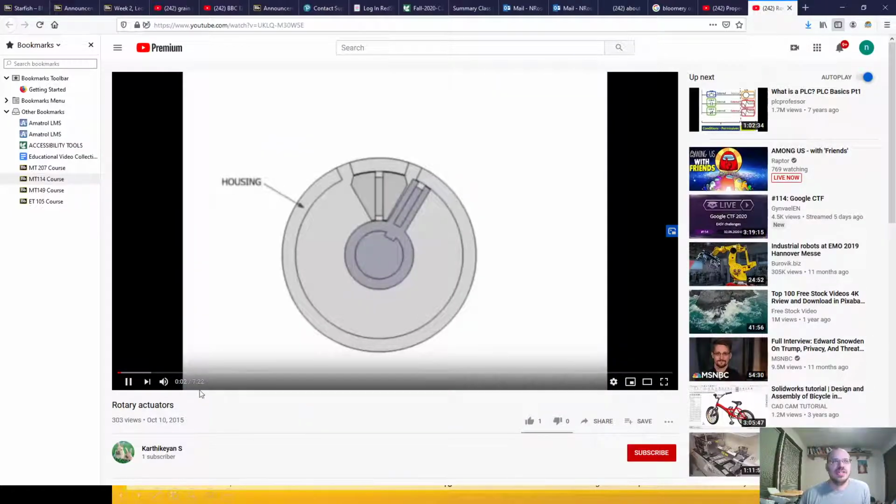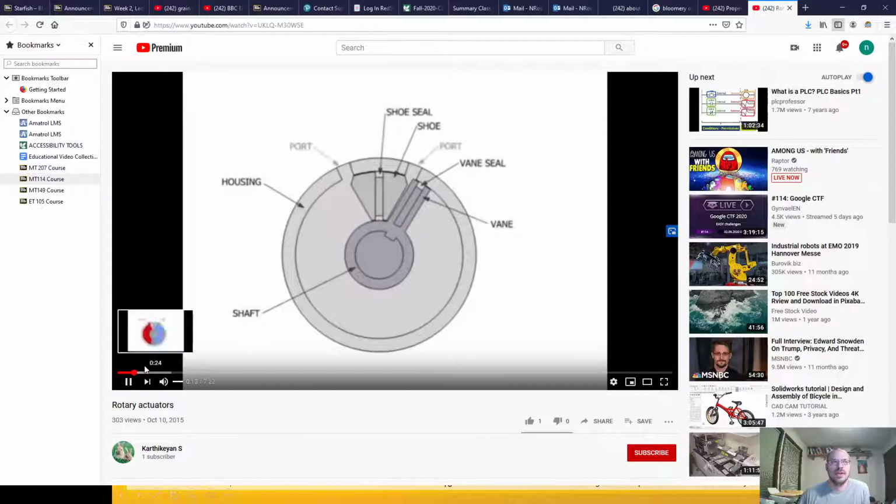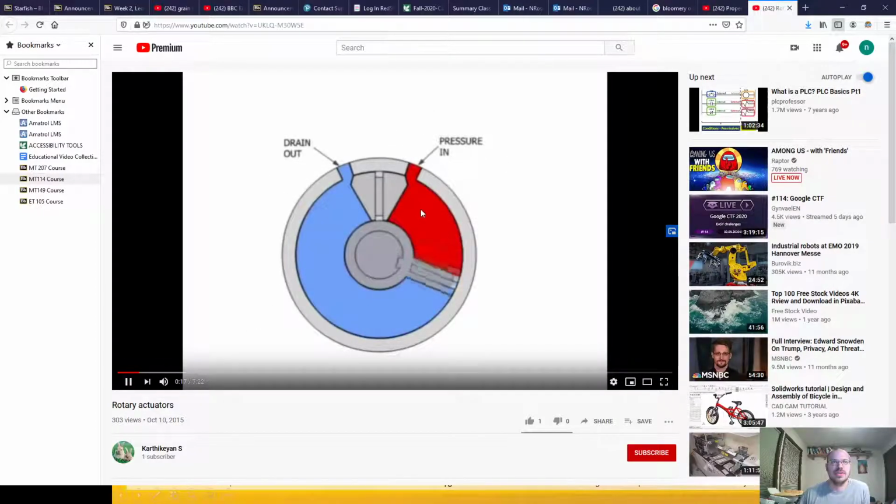But what we can see in this is just a simple rotary actuator. It has a stop here, and you can see where high pressure is created. This one has low pressure connected to the reservoir. When it starts moving, a high pressure comes in, and this low pressure area goes out, and we switch it around the other way with our directional control valve. We can get it to go the opposite direction.